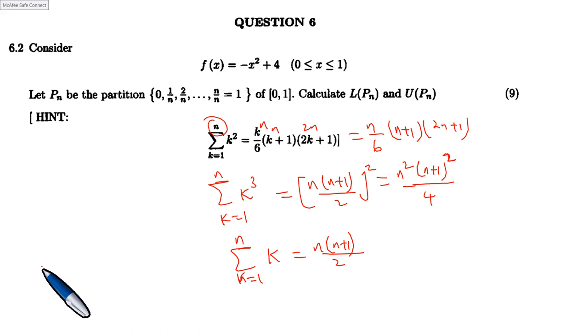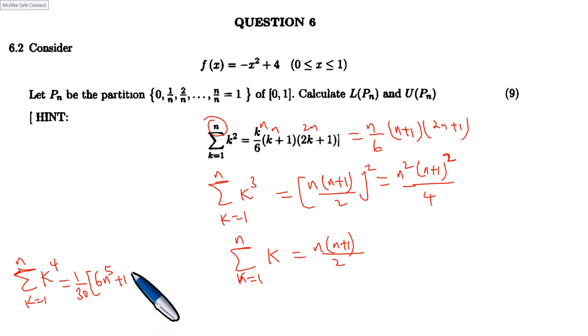Depending on the examiners, they do not go high enough, because the aim is just to test the concept here. It's not fault hunting. So if you have k to the fourth power, k equals 1 to n, which is 1 over 30, this one has already been simplified: n to the fifth power plus 15 n to the fourth power plus 10 n cubed minus n. Okay, so these are some of the formulas that we use, just a note.